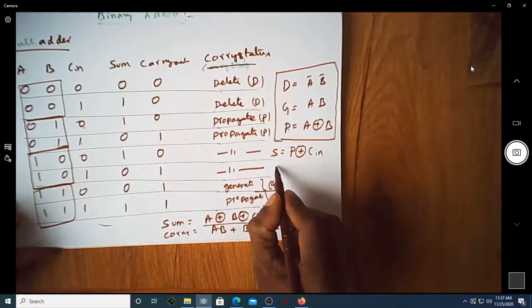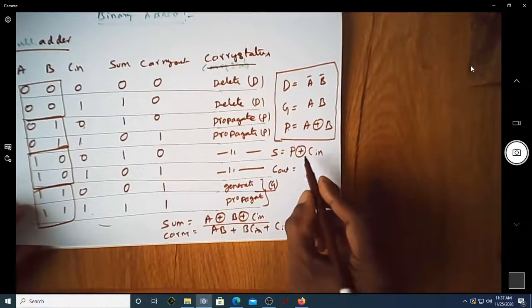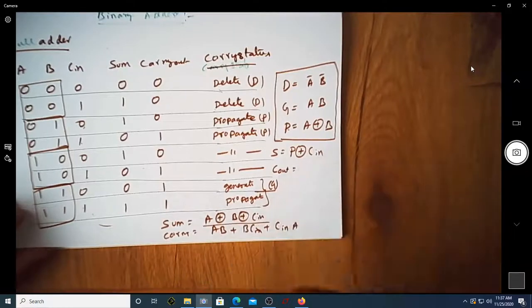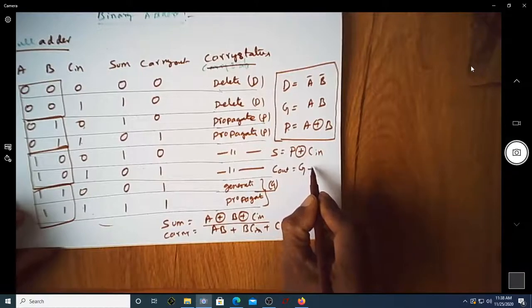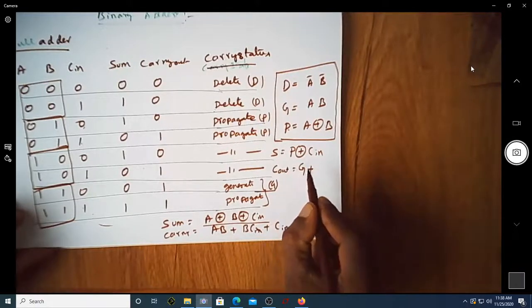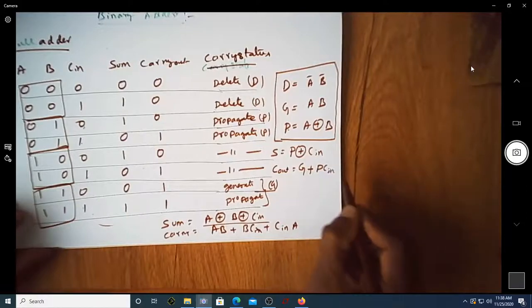So similarly, I can write the expression for C out. I can write the expression for C out as equal to, so when do you get a C out? It is whenever you generate the carry, then C out is equal to 1, and you have a propagate signal and Cin.